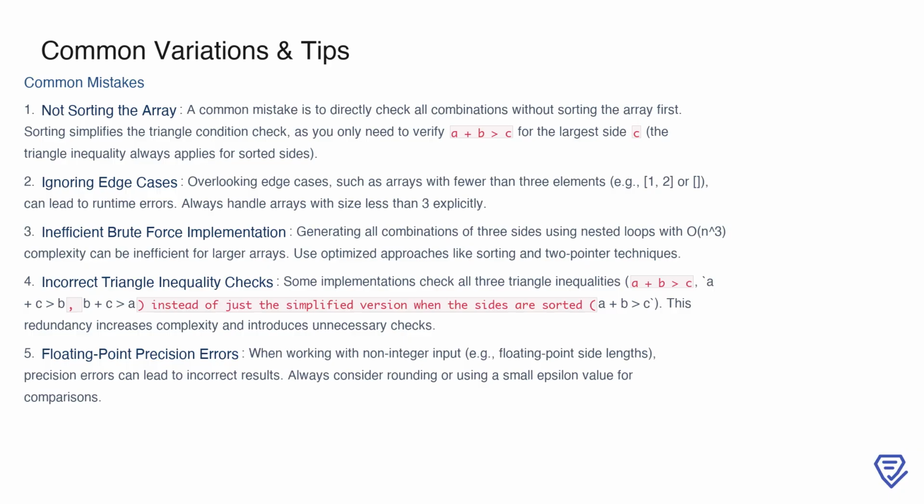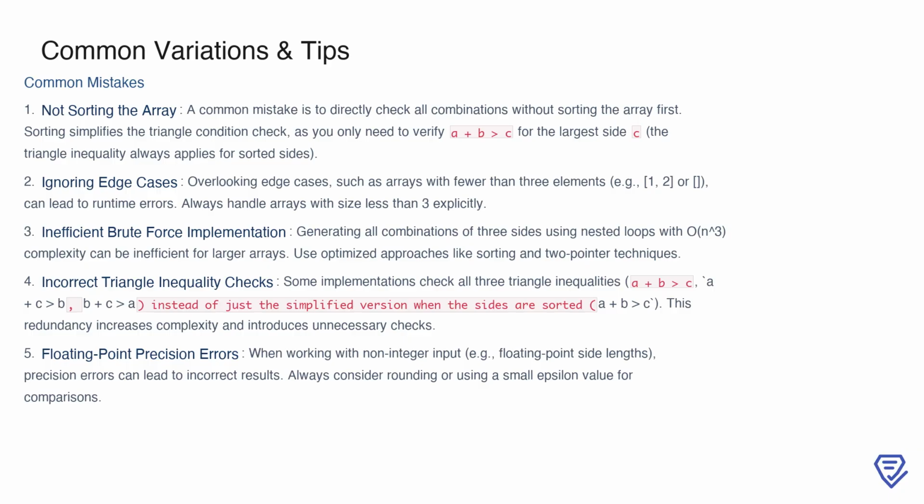Another pitfall is using a brute force approach with 3 nested loops, which results in an O(n cubed) time complexity. While it might work for small arrays, it becomes inefficient as the input size grows. Instead, optimized techniques like sorting and two-pointer methods offer better performance.